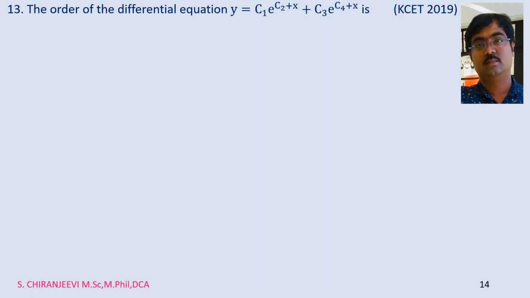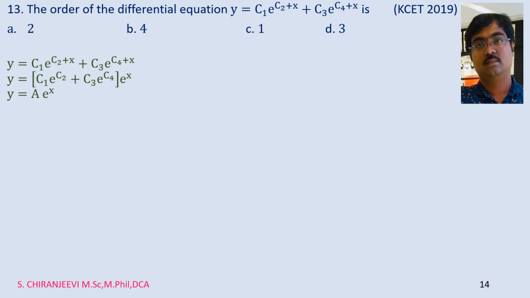Now the next problem is the order of the differential equation y equal to c1 into e power c2 plus x plus c3 into e power c4 plus x, which is asked in the year 2019. The options are given below. Y equal to c1 e power c2 plus x plus c3 e power c4 plus x can be written as y equal to c1 into e power c2 plus c3 into e power c4 into e power x, where c1, e power c2, c3, e power c4 are constants. I'll take it as capital A. So y equal to capital A into e power x.